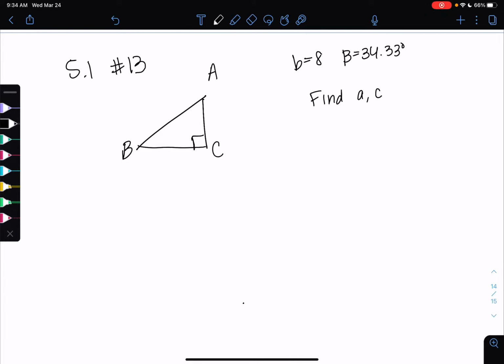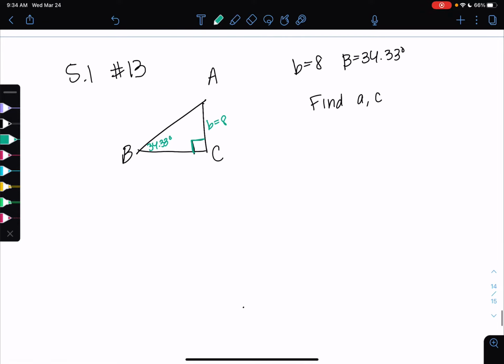Section 5.1, number 13. We know little b is 8, so that'll be the side opposite of B. We know angle B, or beta, is 34.33 degrees. Angle C was given to be the right angle, and we want to find A and C. So little a is opposite of A, and little c is opposite of C. So we want to find the other two sides.